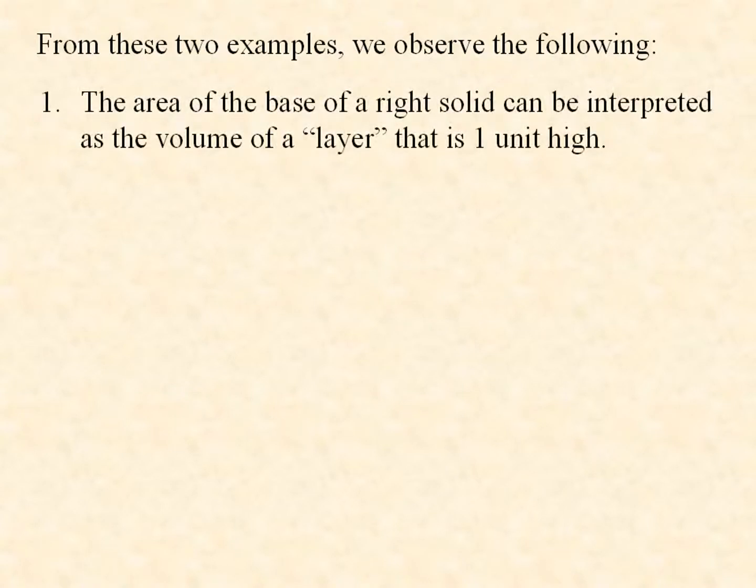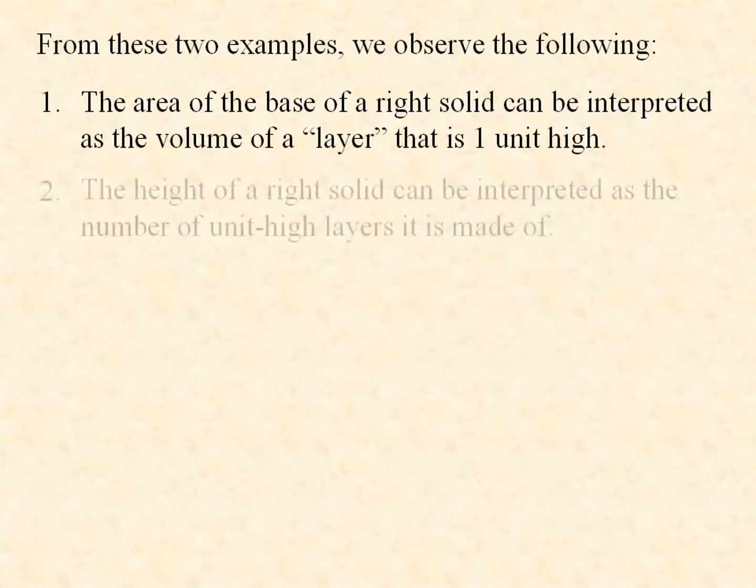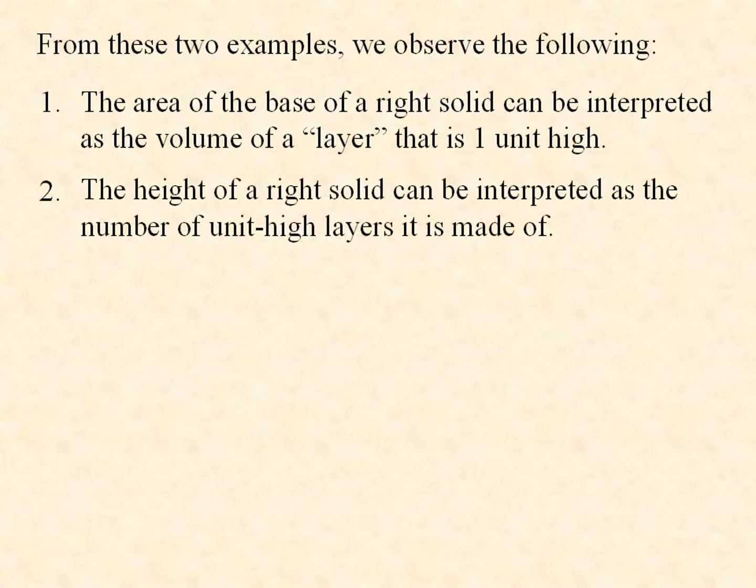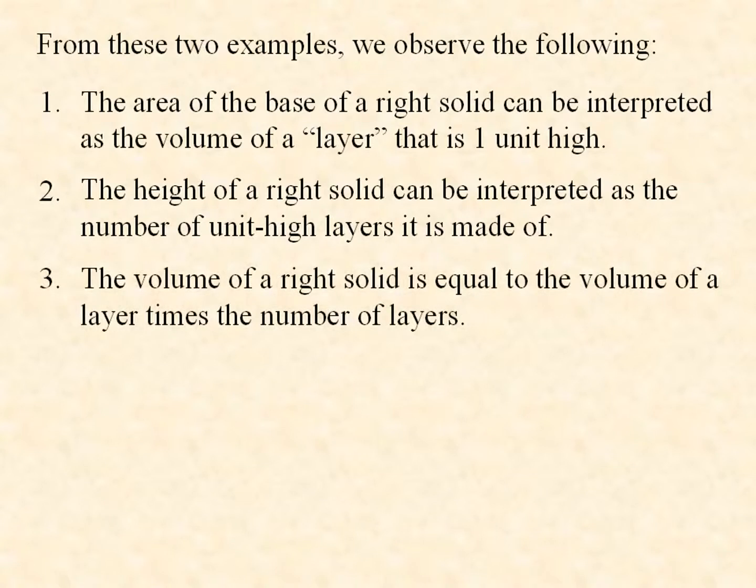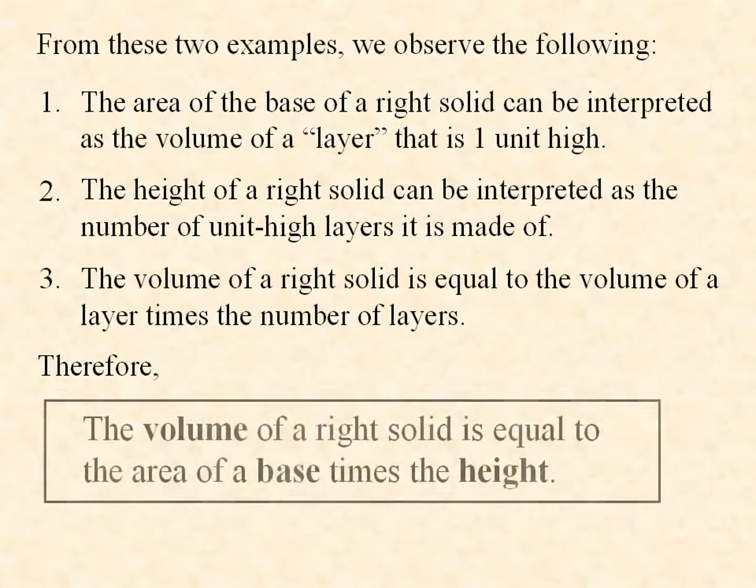From these two examples, we observe the following. The area of the base of a right solid can be interpreted as the volume of a layer that is 1 unit high. The height of a right solid can be interpreted as the number of unit-high layers it is made of. And so the volume of a right solid is equal to the volume of a layer times the number of layers. Therefore, the volume of a right solid is equal to the area of a base times the height of the solid.